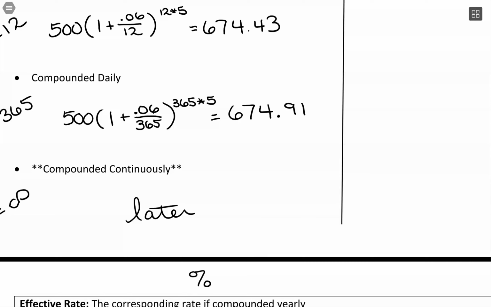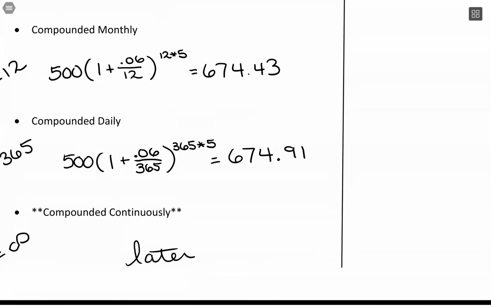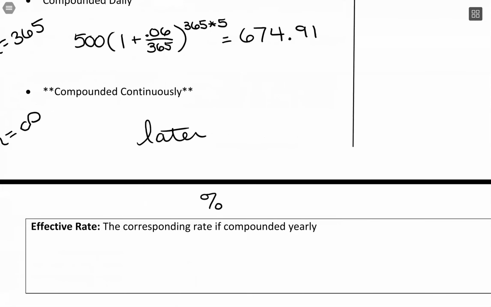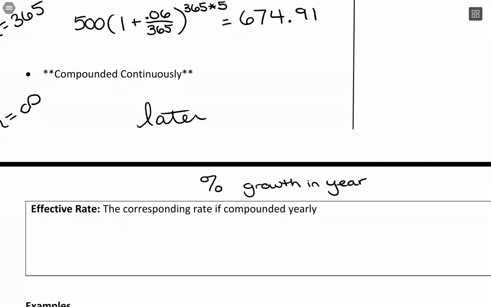So even though they're saying 6% across the year, when you compound more times per year, that percentage is actually a little bit more. So what we can do is find this actual percentage growth in 1 year and compare those values, and that can help see which account is going to be better. So when we're compounding, to find this value, you'll take 1 plus the rate divided by n raised to the power of n minus 1.